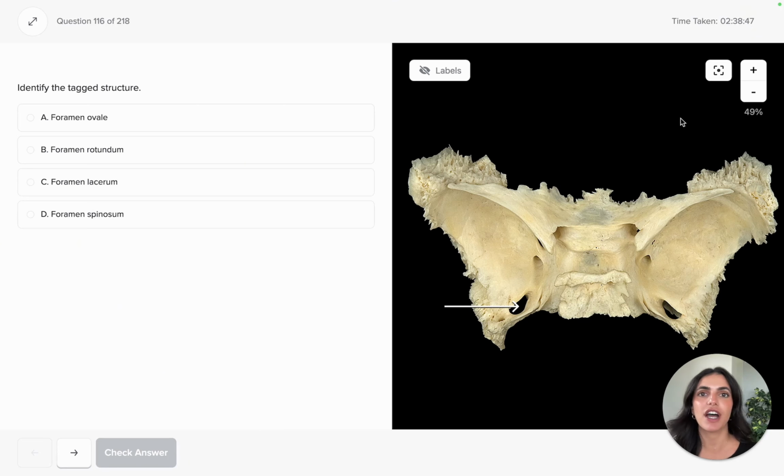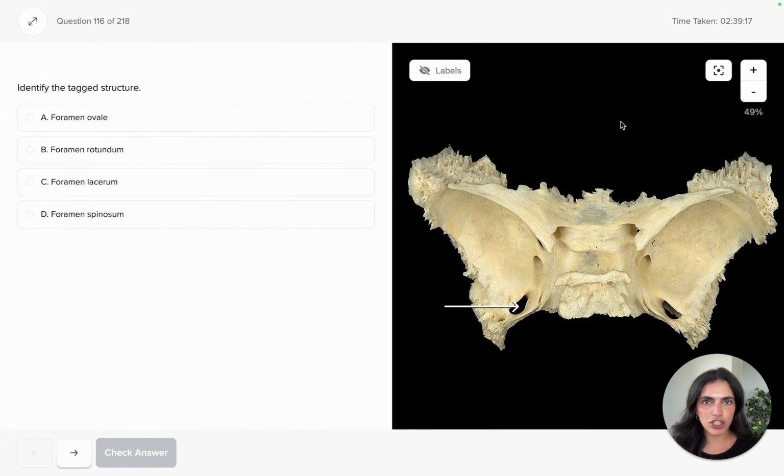Identify the tag structure. Here we're looking at one of the bones that form portions of the neurocranium. If we have a look at this bone itself, it takes on this bat shape, and we can see the wings that span along its lateral surfaces, so here as well as here. So this bone of the skull is known as the sphenoid bone.